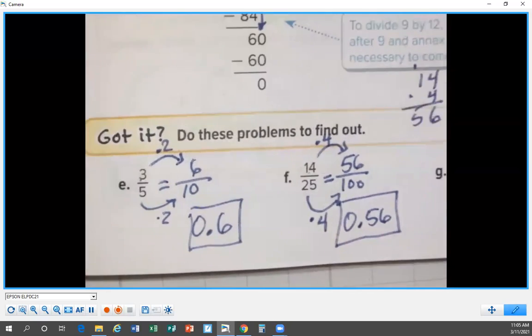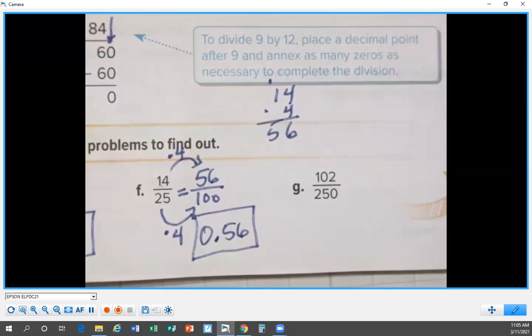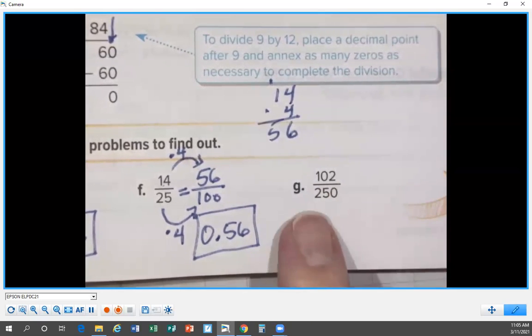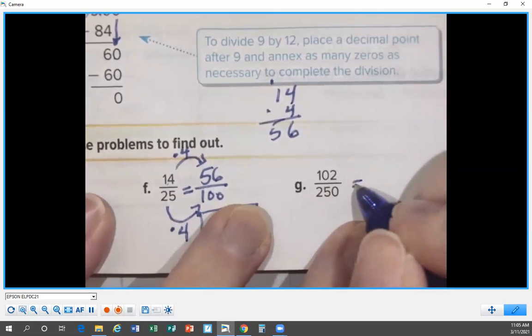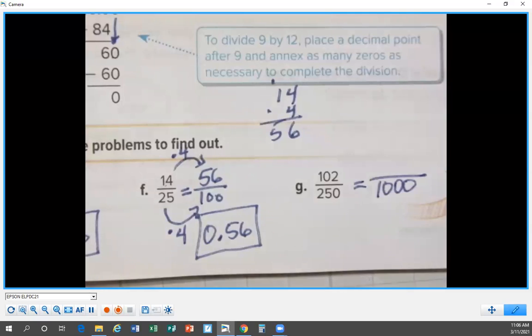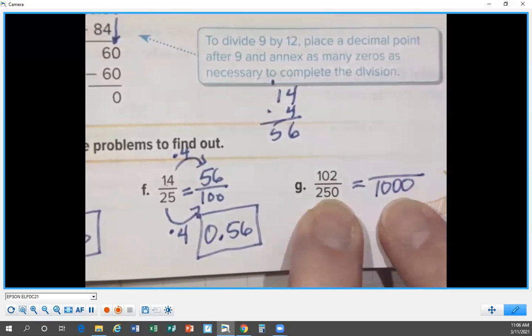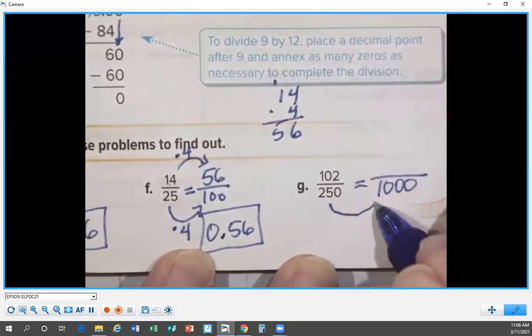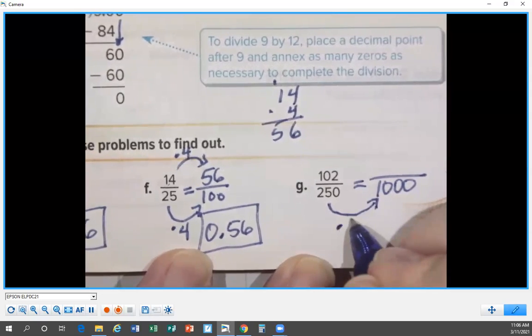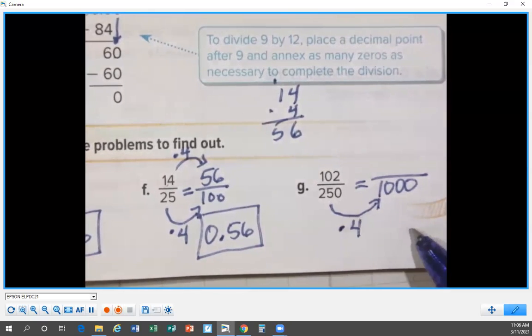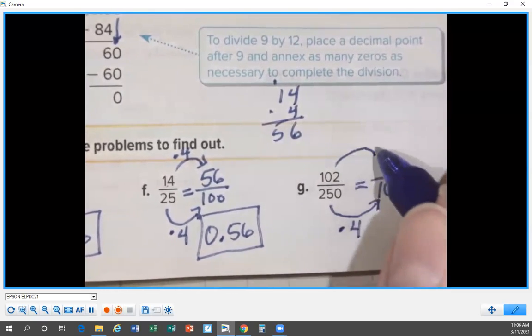Okay, and then the last one we have is 102/250ths. I know 250, I think of 25 going into 100 is proportional to 25 going into 1,000. So how many times does 25 go into 100? 4, add a 0, add a 0. Now it's not 25 and 100 anymore, it's 250 and 1,000, but it's proportional. How many times does 250 go into 1,000? 4. So I did times 4 to get to 1,000. So whatever I do to my denominator, I have to do to my numerator, times 4.